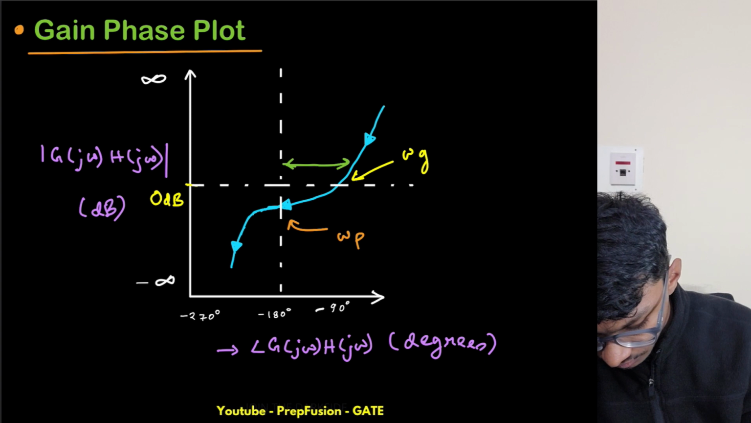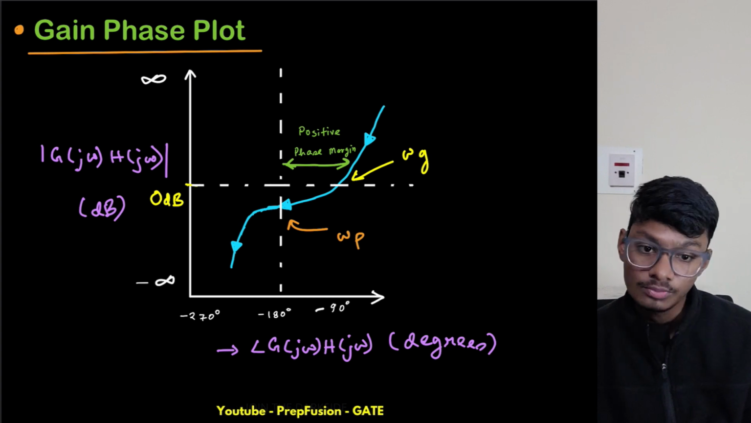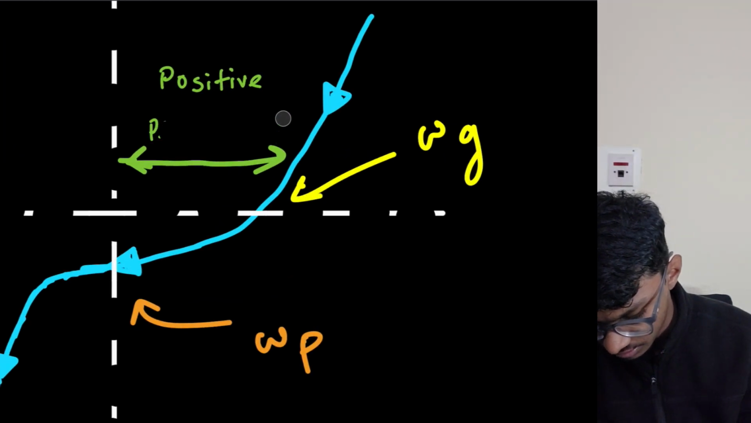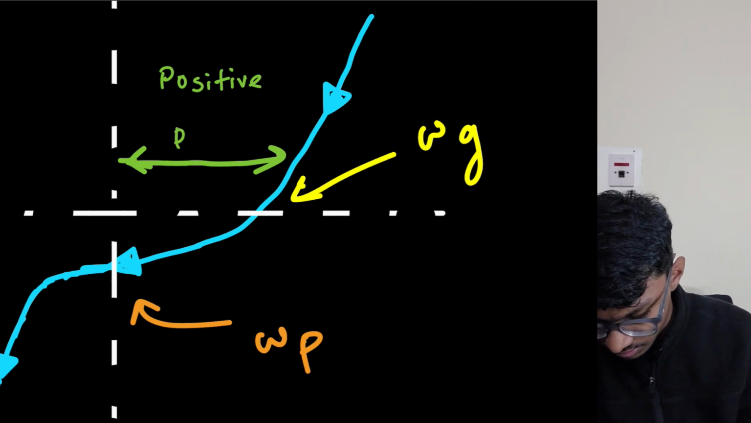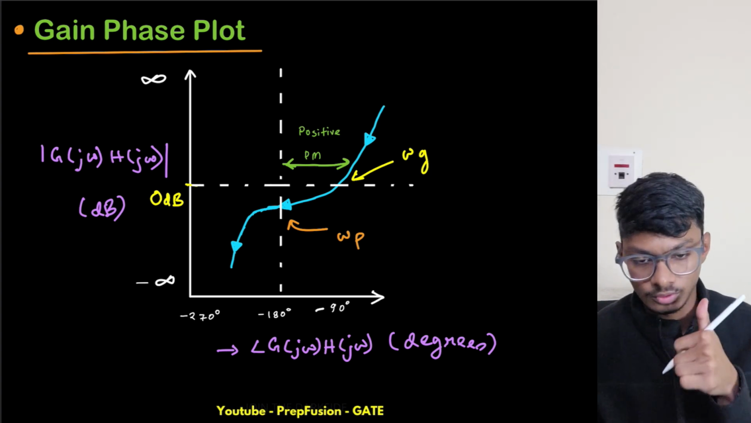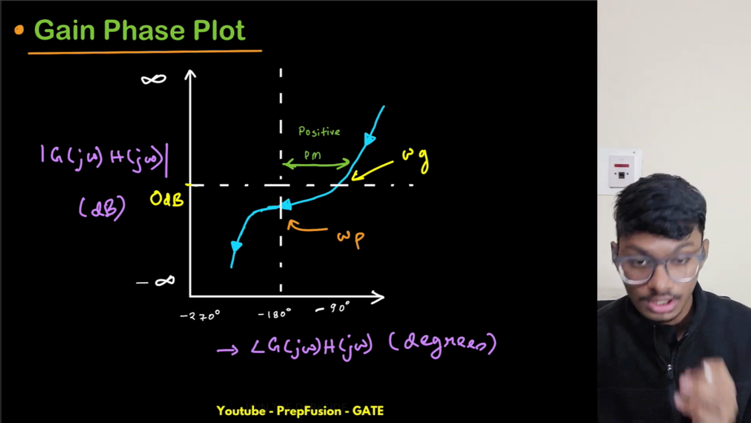Let me write here, positive phase margin. I will just write phase margin as PM because this is taking too much space. So phase margin is positive, that is good. One parameter is positive. Now let's understand the gain margin.